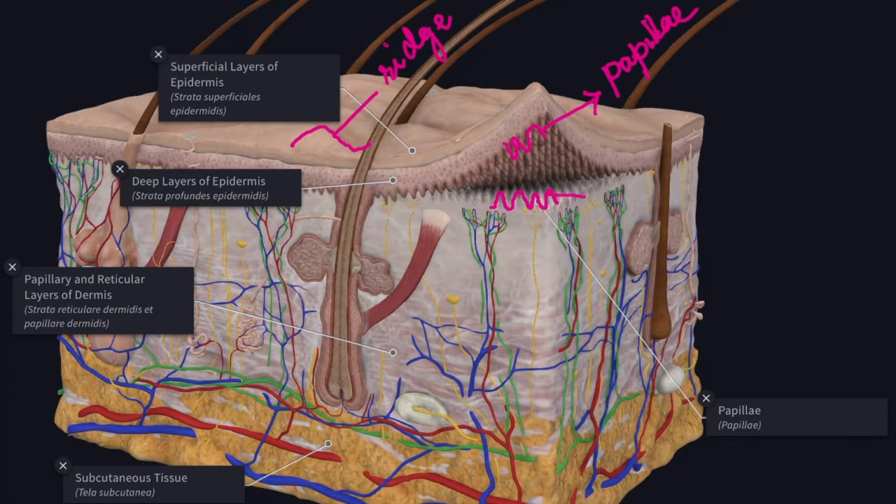And this is dermal papillae. So the elevations form the characteristic epidermal ridges, which are also called the rete ridges, and these are responsible for the highly specific fingerprint of each person.